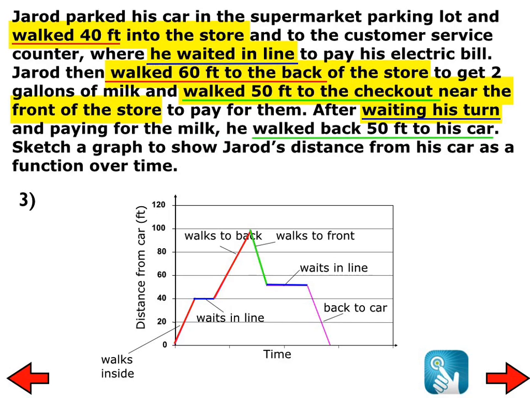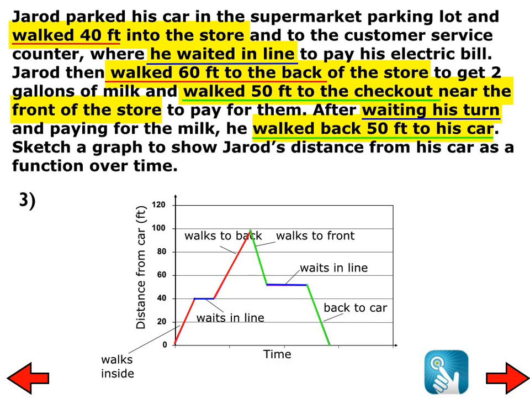And then after he pays for the milk, he walks 50 feet back to his car, which takes the distance back down to 0. Okay? So here's what you're going to do. You're going to take a look at number 4. You're going to read the problem.